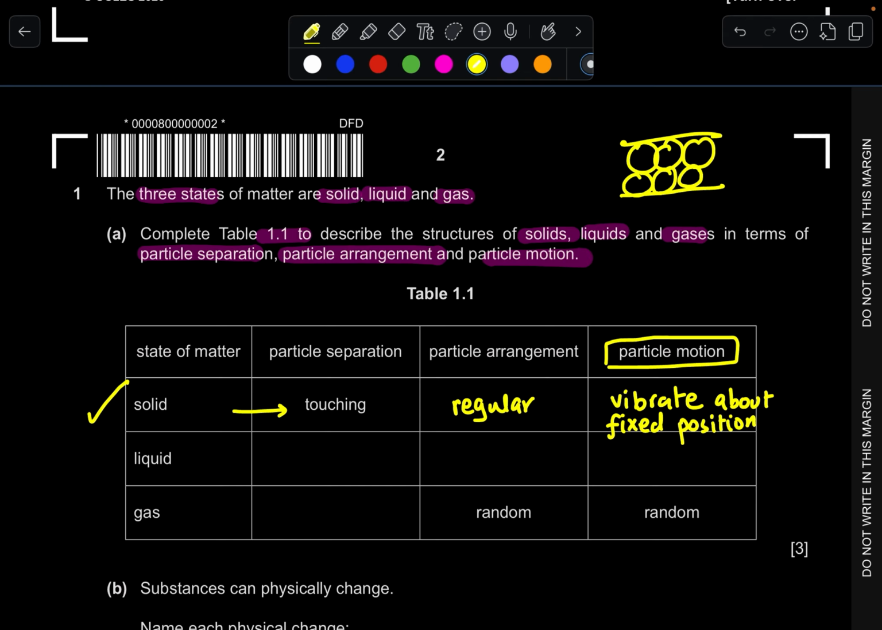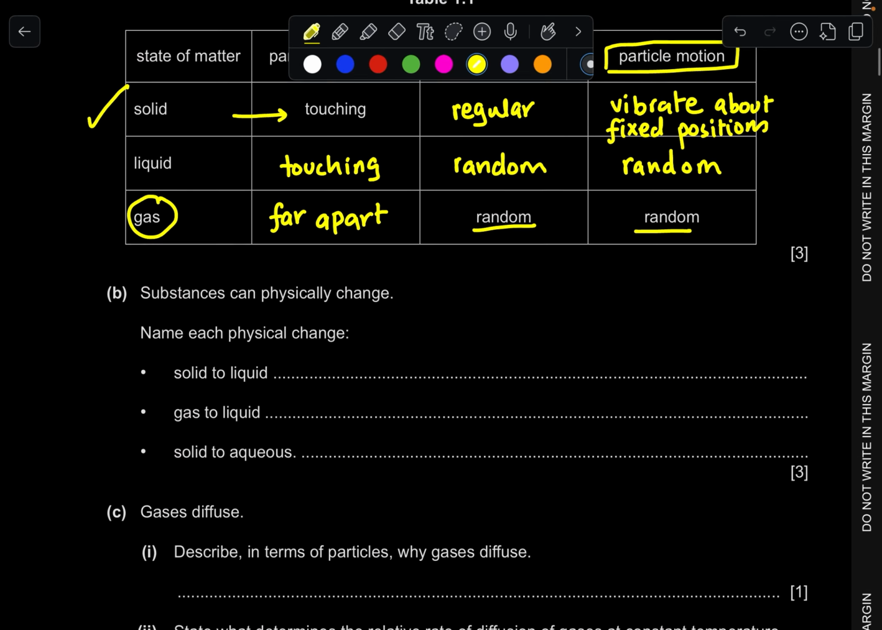In liquid, what's the particle separation? Again, in liquids, particles are touching each other. What's particle arrangement? It's random. And particle motion, how particles move: they can move randomly, they can move freely, they're not restricted. In liquids, particles can move freely. In gases, the particles are not touching each other. They're far apart. So separation is they're far apart, while particle arrangement is random and motion is also random.